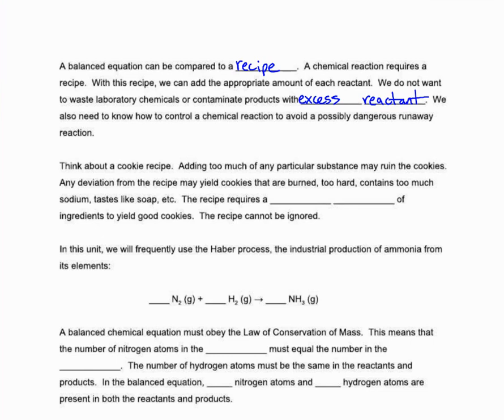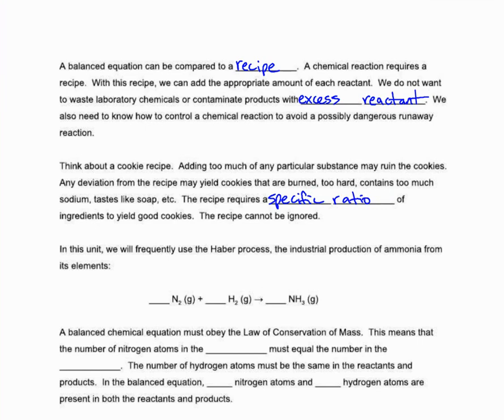You also need to know how to control a chemical reaction. We don't want to create a possibly runaway reaction. If you add way too much of two things and it gets out of hand, it could be dangerous. So the cookie recipe: if you add too much of any one substance, it's going to ruin the cookies. Any deviation from the recipe may yield cookies that are burned, too hard, contain too much sodium, taste like soap, etc. The recipe requires a specific ratio of ingredients to yield good cookies.